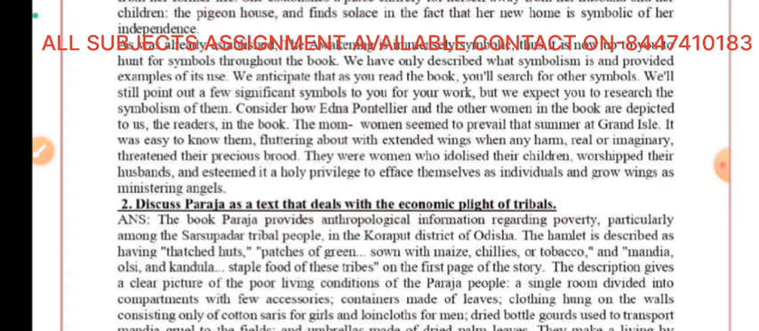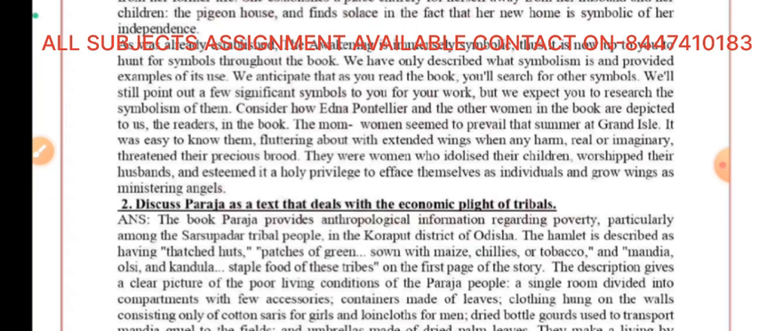We have already described what symbolism is and provided examples of its use. We anticipate that as you read the book, you will search for other symbols. We will still point out a few significant symbols to you for your work, but we expect you to research the symbolism of them.